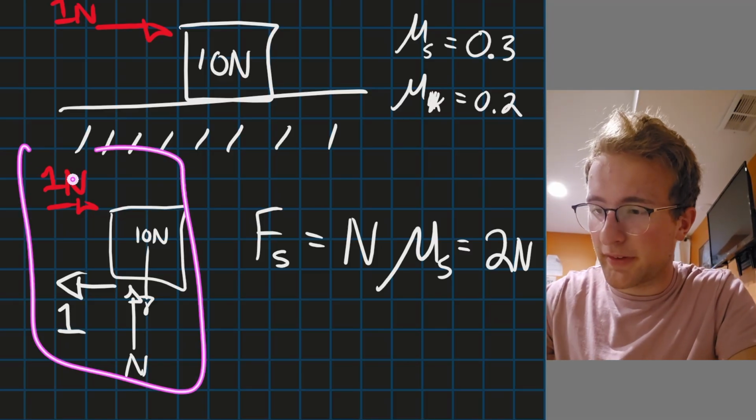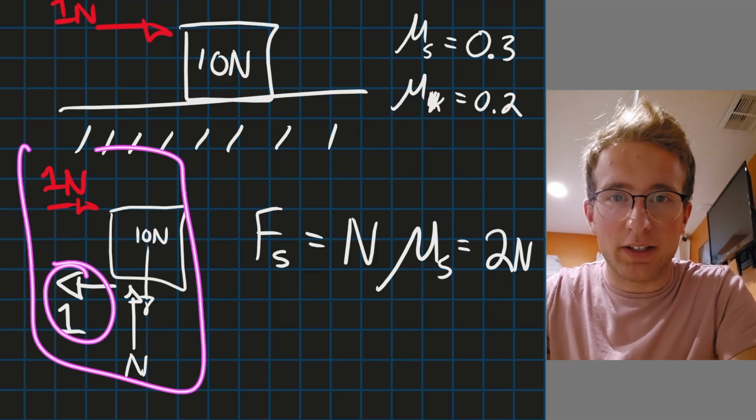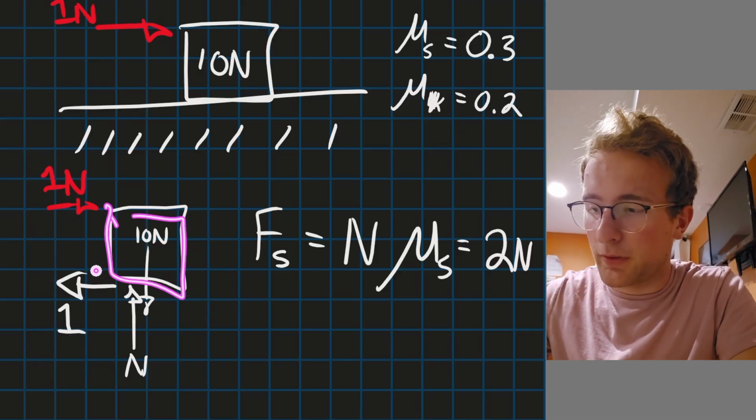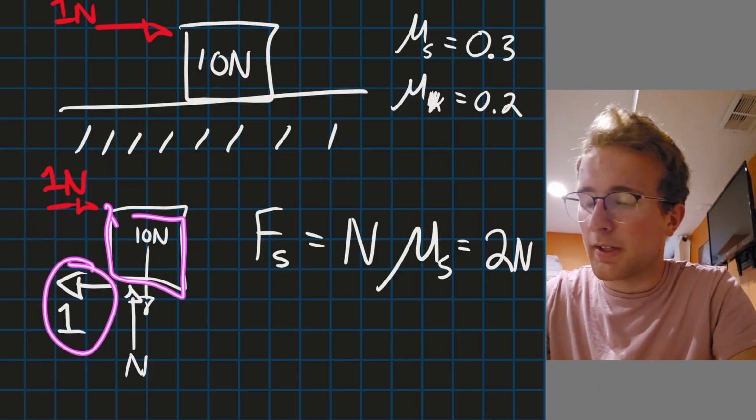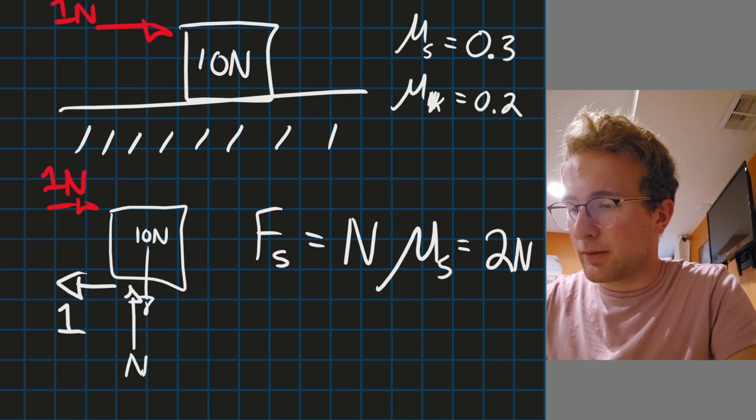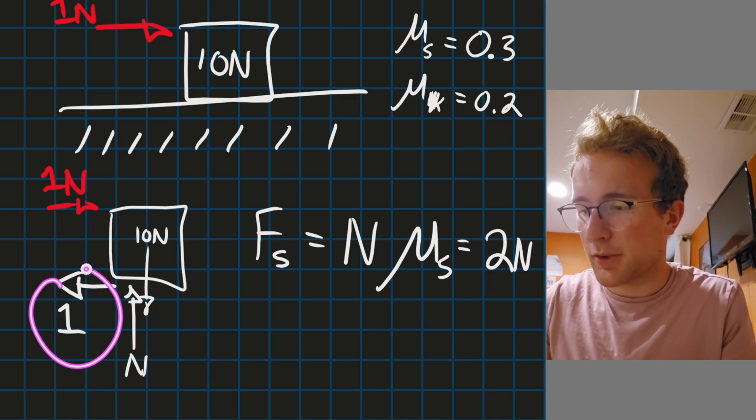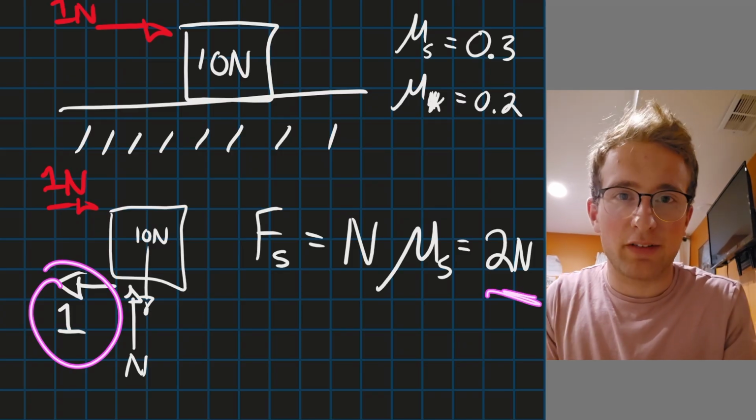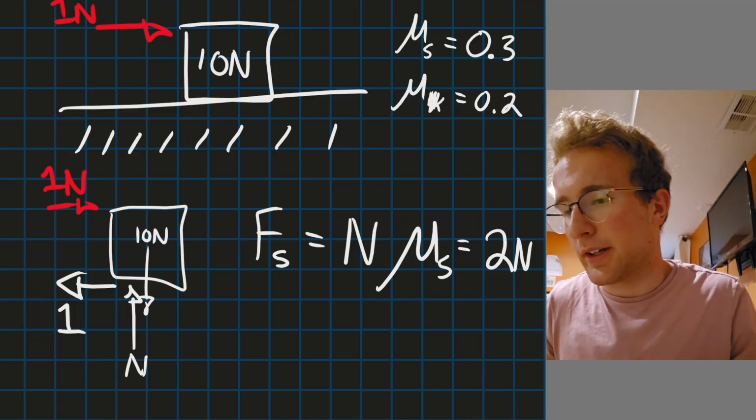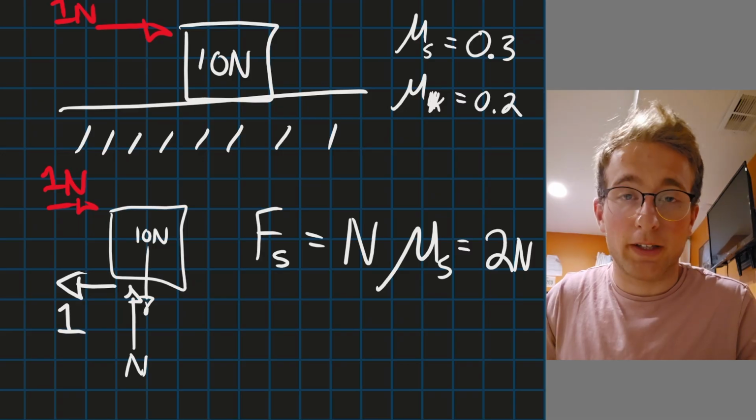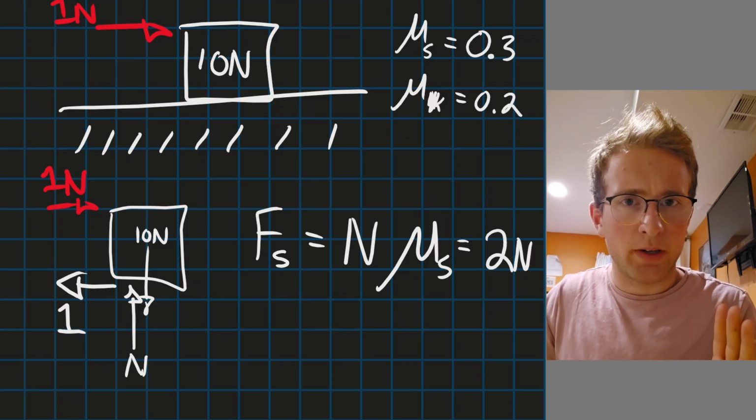In order for this object to be static, we found that the friction needed to be 1. This object is not moving, so it's static friction. And so, 1 is less than 2. The amount of friction required to keep it static is less than the maximum amount of static friction that there could be. So everything's fine.